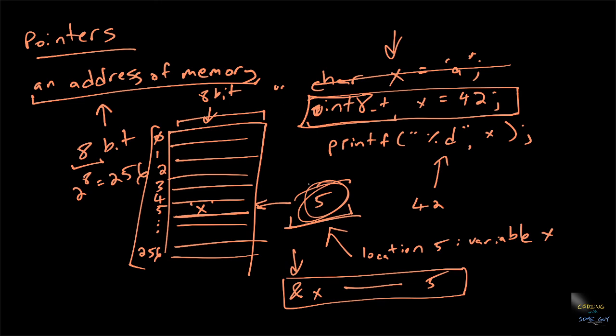So ampersand X returns a pointer. Yeah, I mean, what is a pointer? The memory location, right? An address of memory. You have to say this like 1,000 times. So it's just an address of memory. So the address of memory of X is what? 5. Yeah, and I think that this was originally called the address of operator.